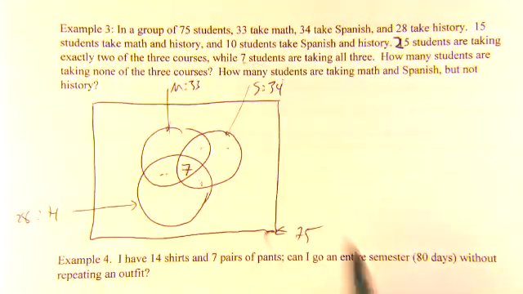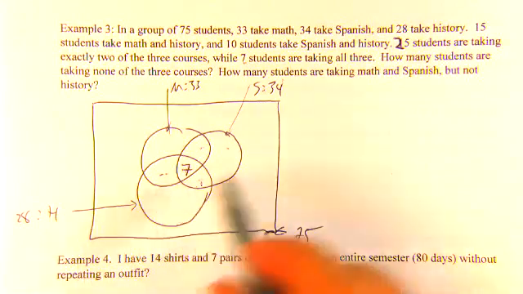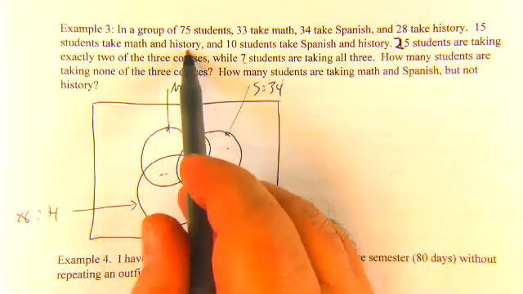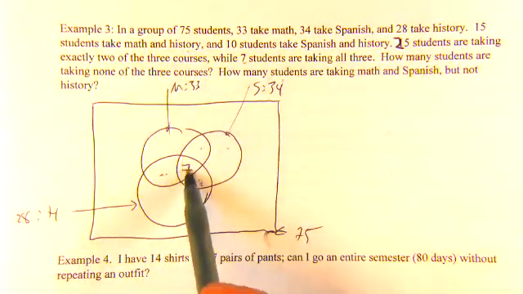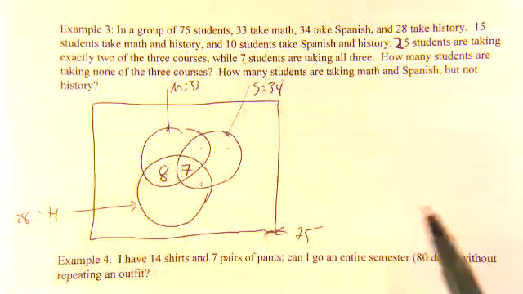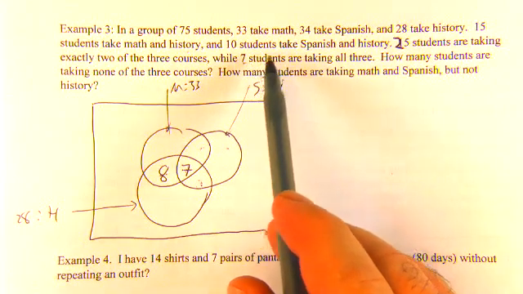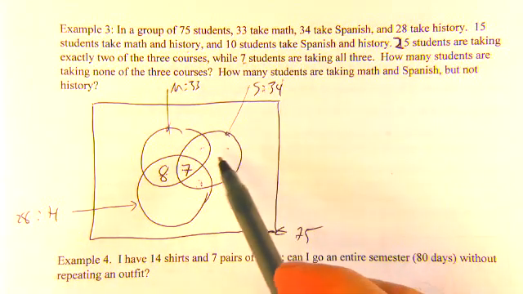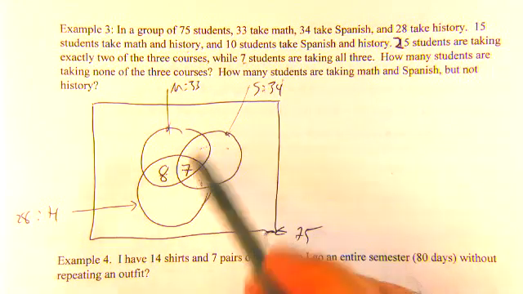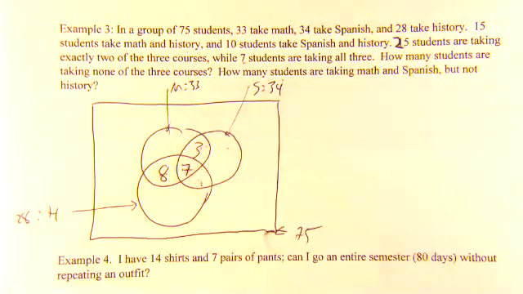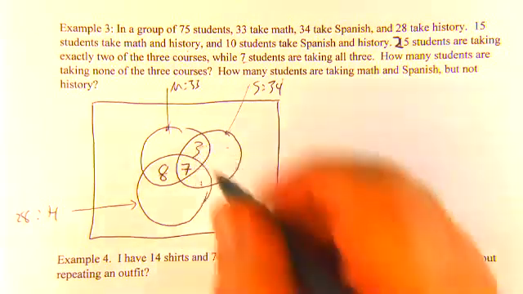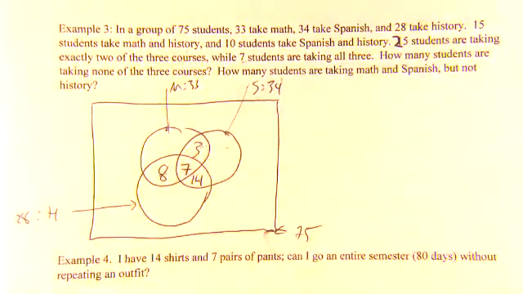Right? But then history and math, there's 15 students taking history and math, so these 2 have to add up to 15, so this must be 8. 10 students are taking Spanish and history, and so this must be 3. And 25 students are taking exactly 2 of the 3, so 11, so this must be 14. Great.